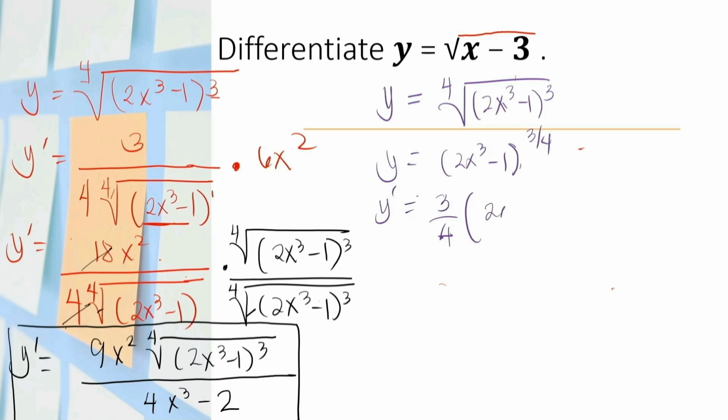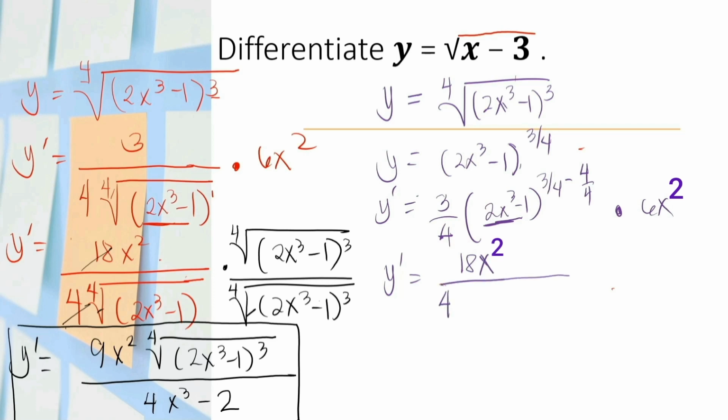2x cubed minus 1, so 3 fourths minus 1. So, let's say 4 fourths na lang, multiplied by the derivative of the inner function, so that is 6x. So it will become y prime is 18x all over 4. And then, yung ano pala natin, nakalimutan natin. So 2x cubed minus 1. So 3/4 minus 4 over 4 is negative 1/4.